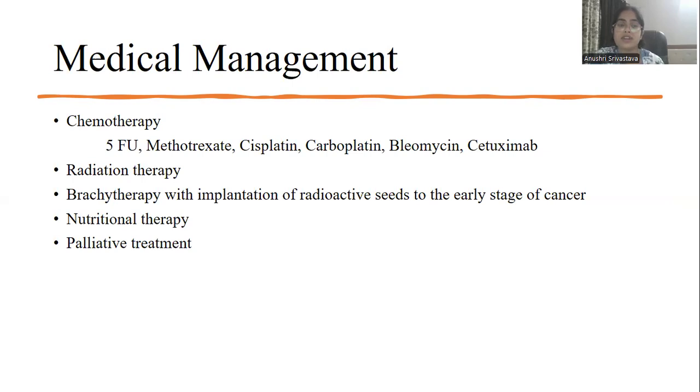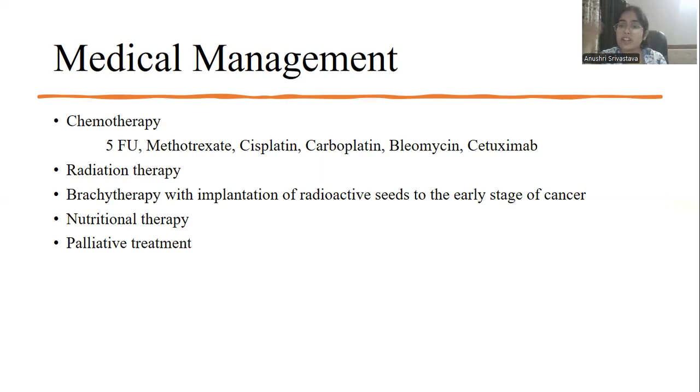Then we can also give radiation therapy. Then we will also manage medically by brachytherapy, with implantation of radioactive seeds in the early stages of cancer. If we implant the radioactive seeds, they will give radiation continuously and kill the cancerous cells.